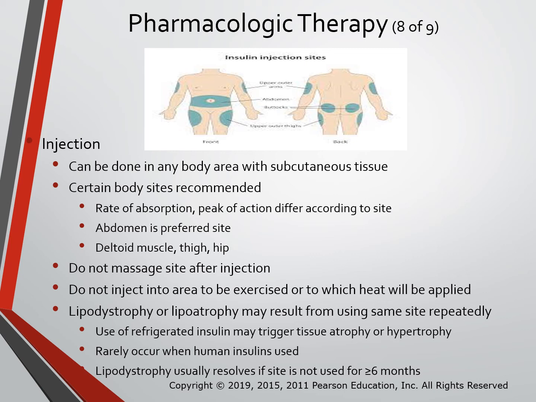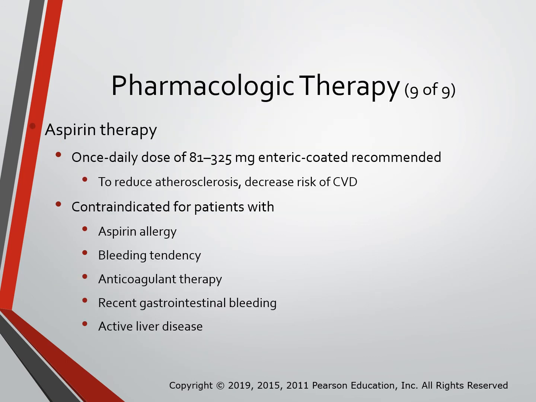So what are we supposed to do? We rotate sites. If I give it on the right abdomen today, the next injection goes on the left abdomen. Then I may go to the right arm and then the left arm if I can use the arm. People who have had mastectomies, you don't need to give it in that arm, or if they have something else going on with that arm.